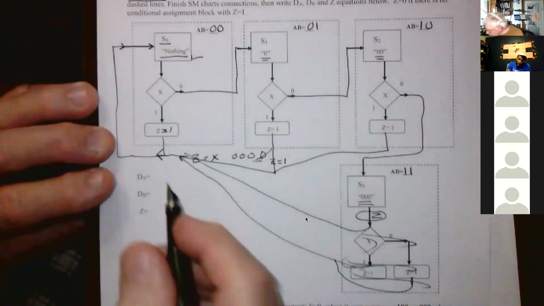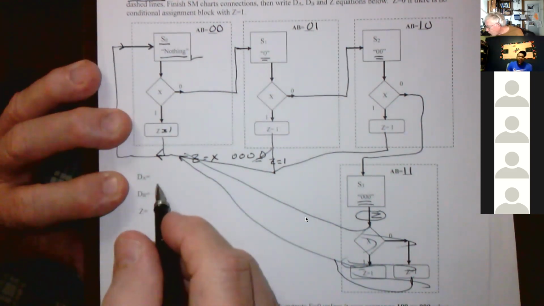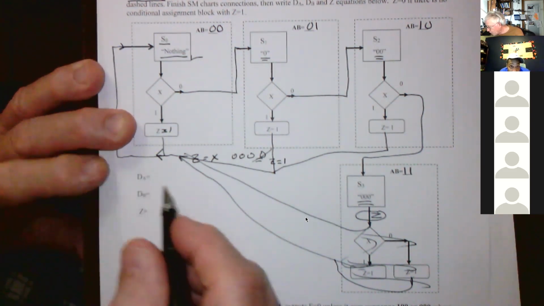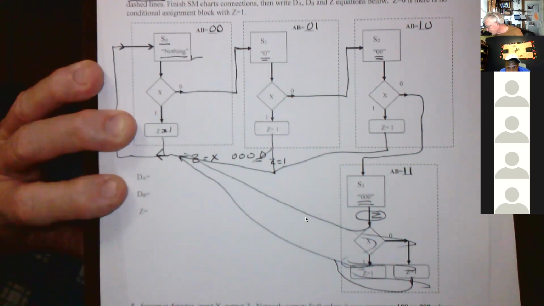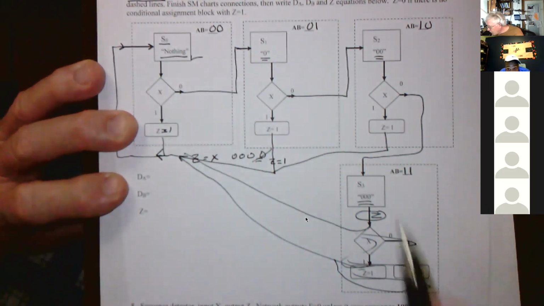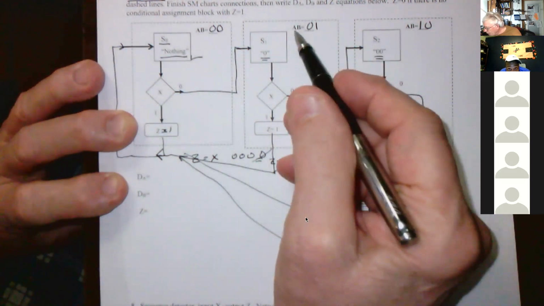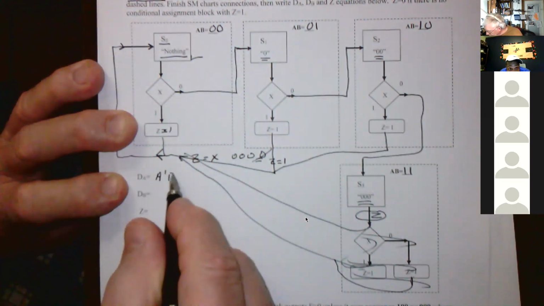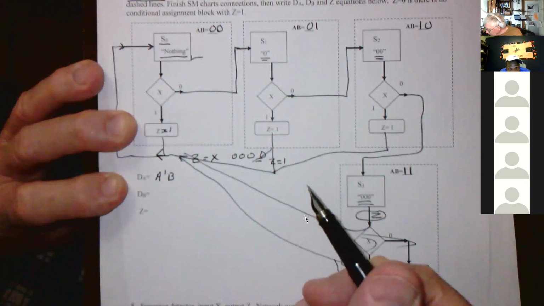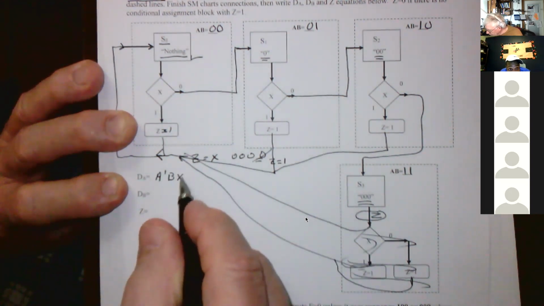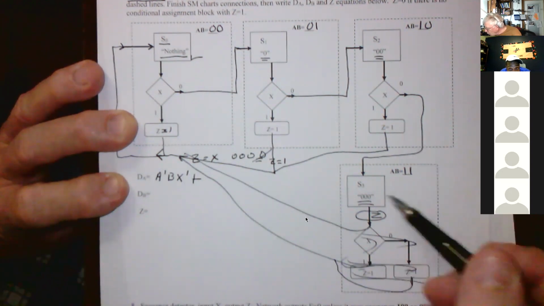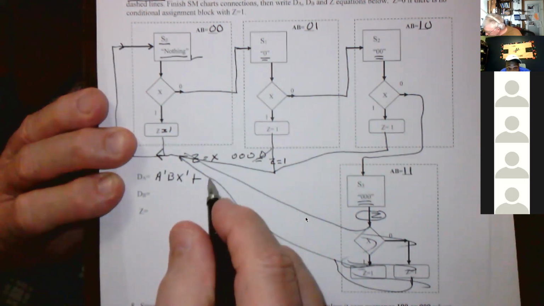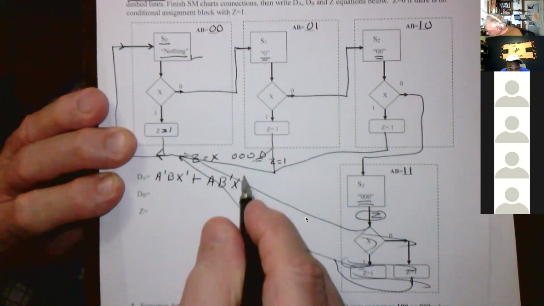Okay, all right, so now let's do DA. We want all the paths into all the blocks where A equals 1. So where does A equal 1? On S2 and S3. Okay, so we have one path into S2. It comes from S1, which is A prime, B, and X is 0, so X prime. And then we add to that the one path into S3, which comes from S2, when A is B prime and X is X prime. A, B prime, X prime, correct.